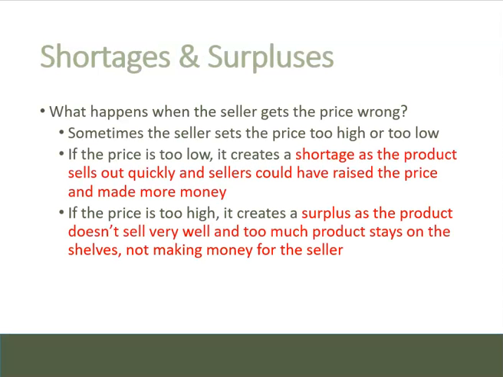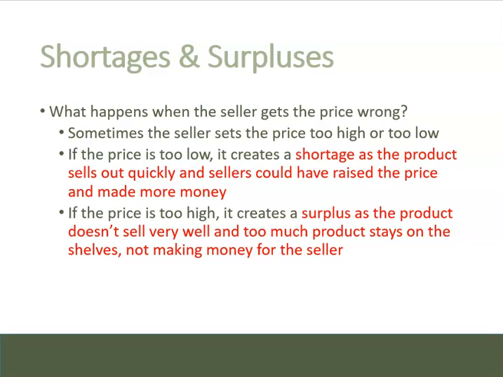So what happens when the seller gets the price wrong? Sometimes the seller sets the price too high or too low. If the price is too low, it creates a shortage as the product sells out quickly and sellers could have raised the price to make more money. If the price is too high, it creates a surplus as the product doesn't sell very well and too much product stays on the shelf, not making money for the seller.